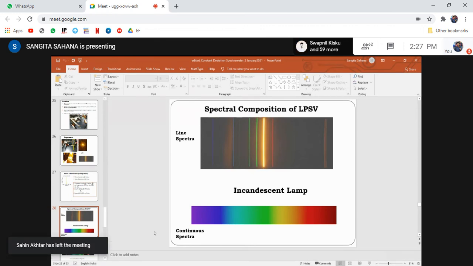Why yellow? Because of the power content. With the constant deviation spectrometer right now, it is not possible for us to get the value of the associated power, but we can see the presence of wavelengths and which portion is bright. For example, in this low pressure sodium vapor lamp, the brightest line is yellow. That's why the appearance is bright, but we are not able to measure the power.